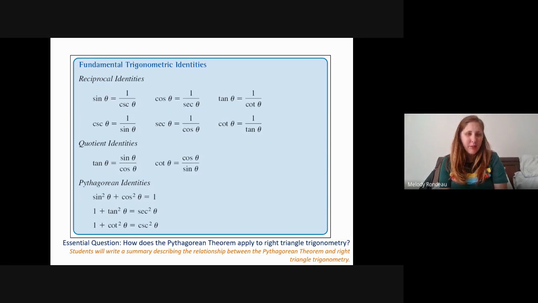But I'm going to talk at you a little bit more. Quotient identities. Both of these are really important, but this one we will use all the time. Tangent is sine over cosine. So the reciprocal version is true as well: cotangent is cosine over sine. But if you can learn that tangent is sine over cosine, you're pretty much set. That's super important.